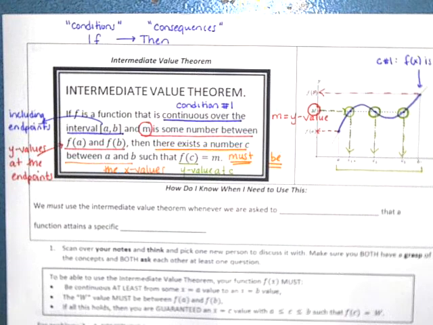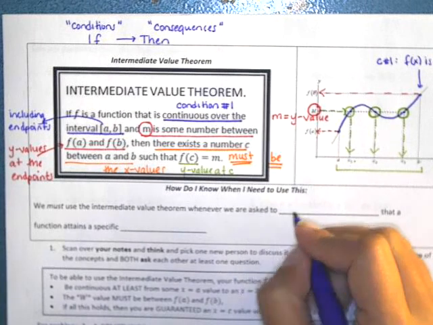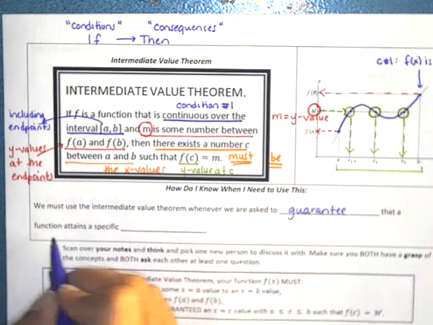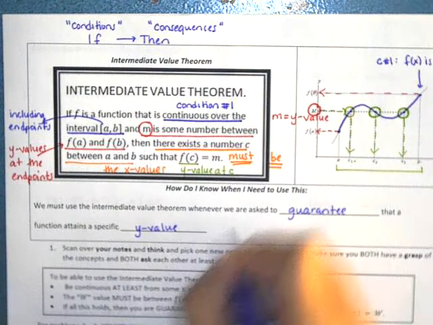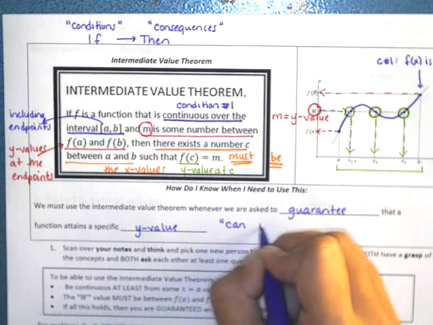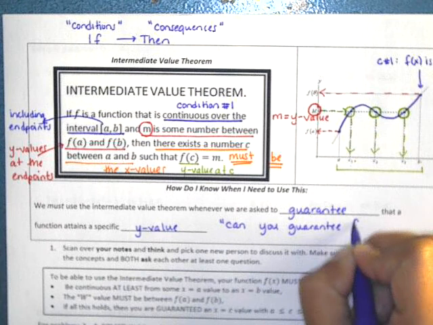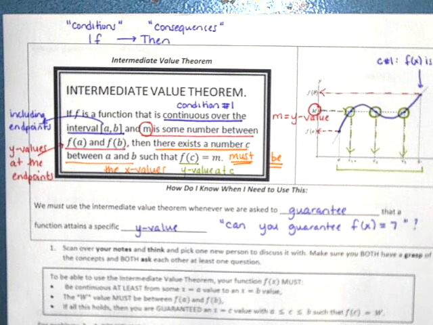So how do you know when you need to use this theorem? We must use the intermediate value theorem whenever we are asked to guarantee that a function attains a specific y value. So the directions will say, can you guarantee that your function equals 7? We're being asked to guarantee a specific y value, so we would use the intermediate value theorem.